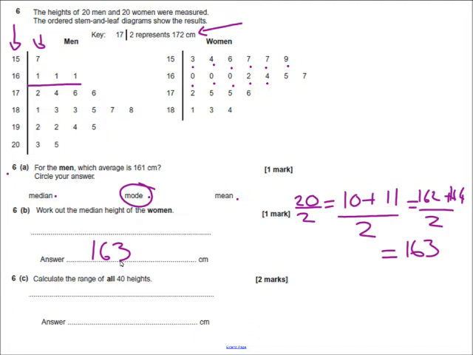It's then asking us to calculate in question 6c the range of all 40 heights. So the range is the highest value against the lowest. So let's look at the lowest value for men. So the smallest man is 157 centimetres. The smallest woman is 153. So our lowest value is 153 centimetres.